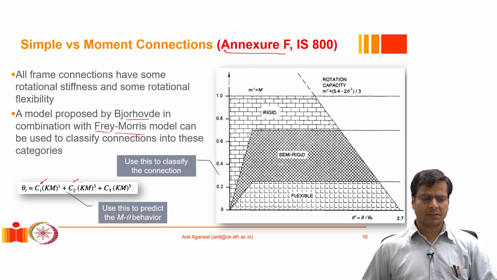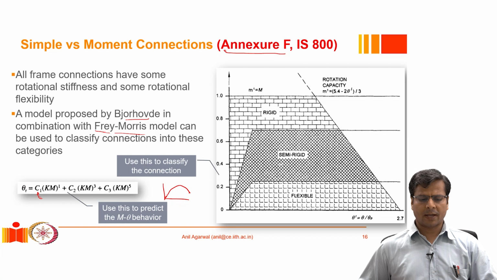Those parameters are C1, C2, C3 and K. These are the different coefficients that depend on the type of connection. And M is the moment that we apply to the connection, and theta R is the relative rotation between the two ends of the connection, that is between the beam and the column. So depending on what type of connection we have and what are the different material properties and geometric properties of the connection, we can develop an M theta curve. The M theta curve would typically look somewhat like this.